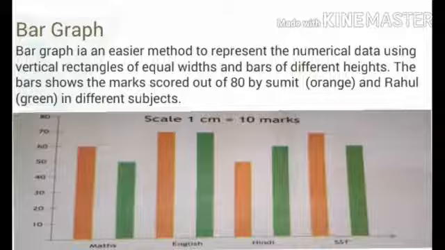Next subject is Social Studies, SST. Let us see. Sumit, how much did he score? 70. And Rahul? 60. So in this way, by looking at the bar diagram, you can easily tell the data or the marks which they have scored. Okay.